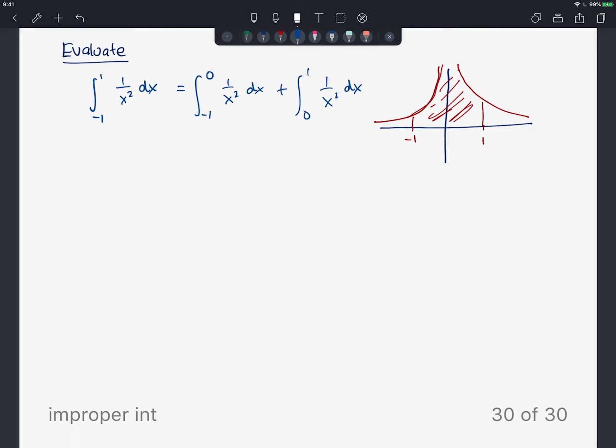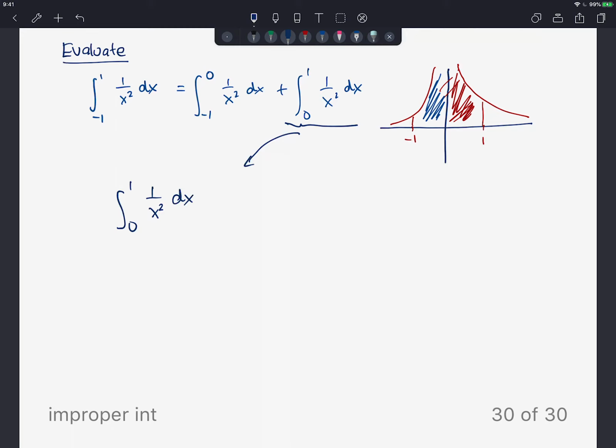Now I'm going to try to find only one of these areas separately, and then do the other area separately. If they converge, then both of them have to converge. If one of them diverges, the whole thing diverges. And I need to approach this as a limit, right? So I'll do that in a minute. But my point now is that this is an even function, so I'm going to evaluate only one of them. Let's grab this one, the integral from 0 to 1 of 1 over x squared.